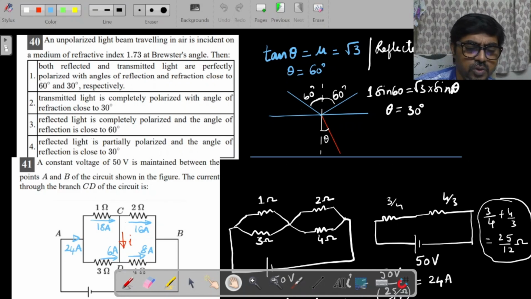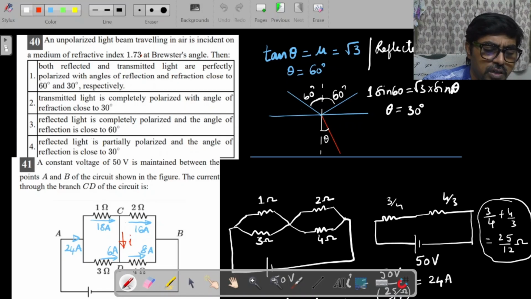So I think this you will get. Angle of incidence must be 60 degrees. If angle of incidence is 60, then angle of reflection also will be 60 only. So 60 and 60, alright. What else are they asking about? Both reflected and transmitted light are perfectly polarized. That's a wrong statement. Only reflected light is perfectly polarized. Transmitted light is not completely polarized. Reflected light will be 100% polarized.